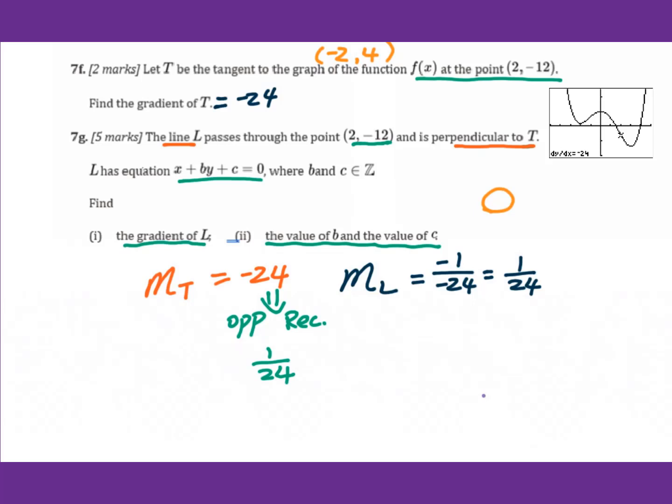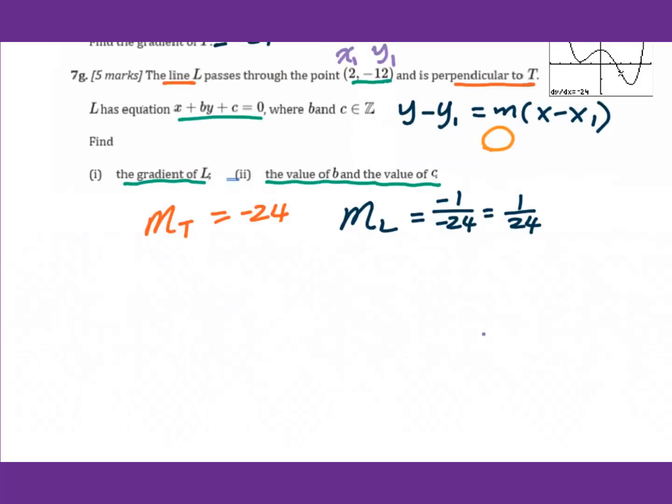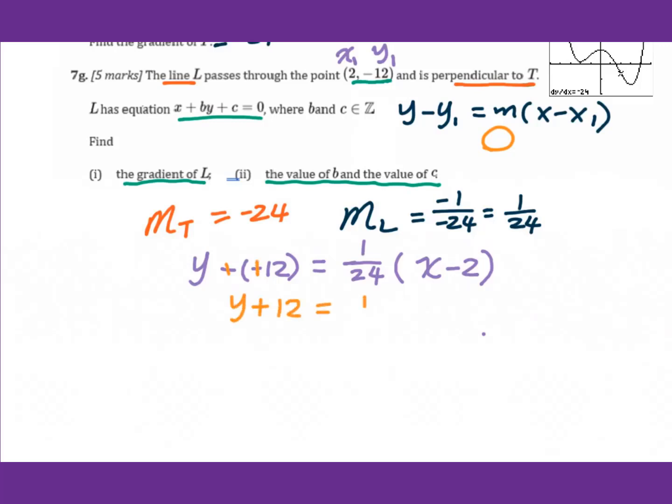Then, since this L passing through the point, we label as x1, y1. We got to use this formula, y minus y1 equals slope x minus x1. So that we have y minus -12 equals, slope will be 1/24, x minus 2. Negative will be a positive, so we have y plus 12 equals 1/24 x minus 2.